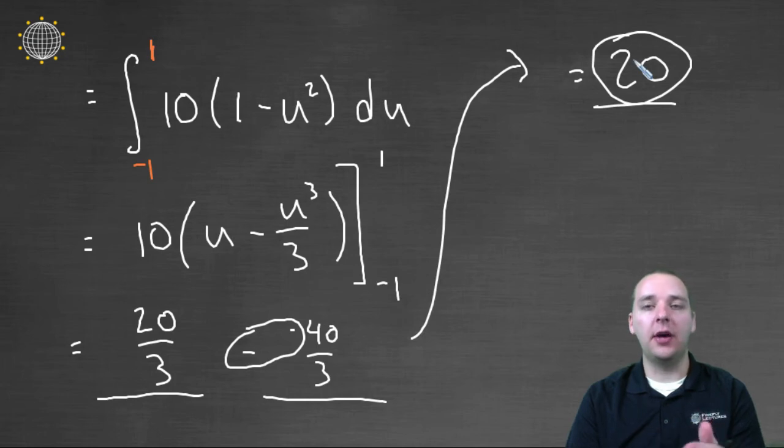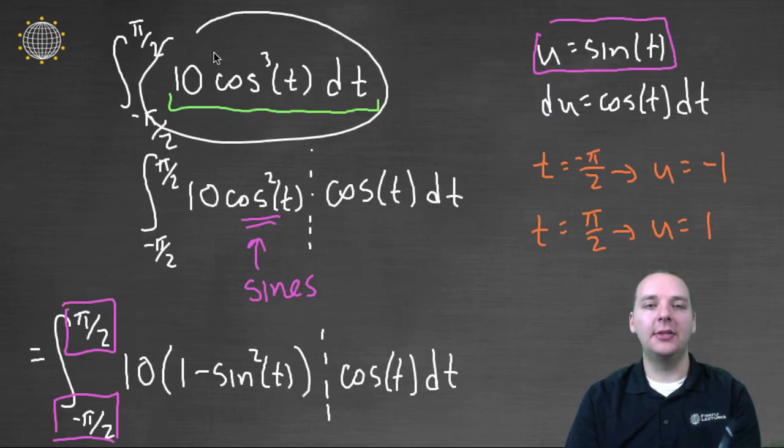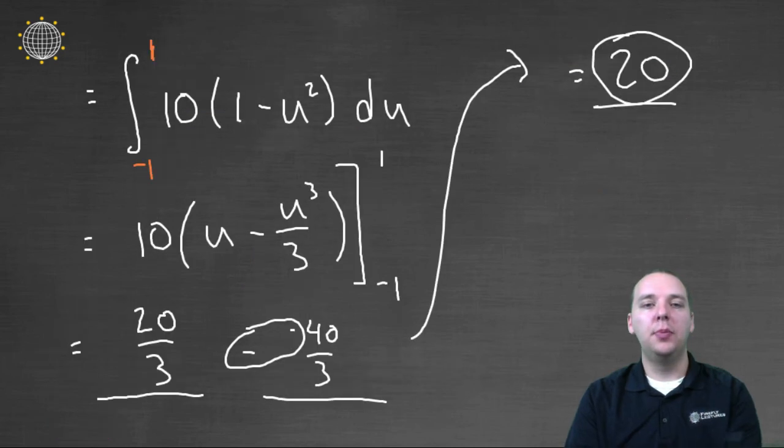So what is 20 again? Well, it's a numerical value. It doesn't have a plus c or anything like that. This was a definite integral, and 20 is the area under this curve from minus pi over 2 to pi over 2. So it's the same as the rest of these trig integrals where you save a du and all that kind of stuff. But if it's a definite integral, at the end of the problem, you plug in the upper limit, you plug in the lower limit, and you subtract.